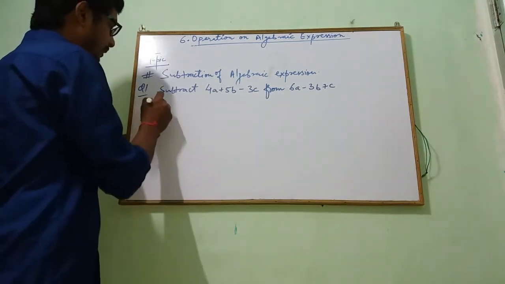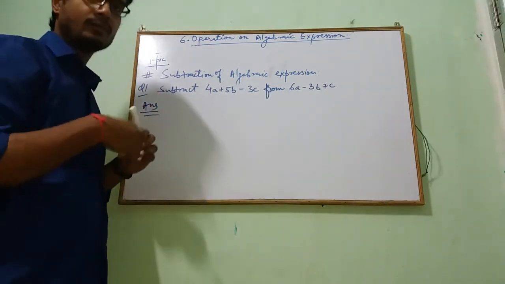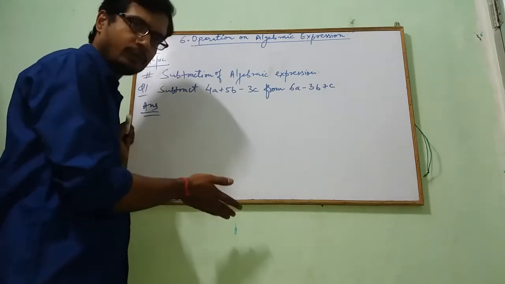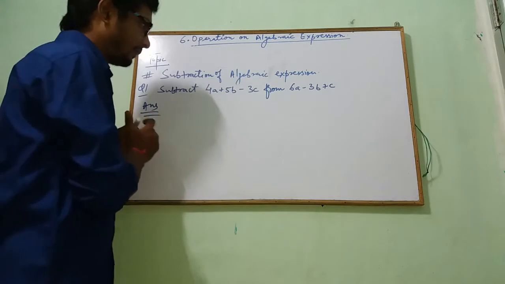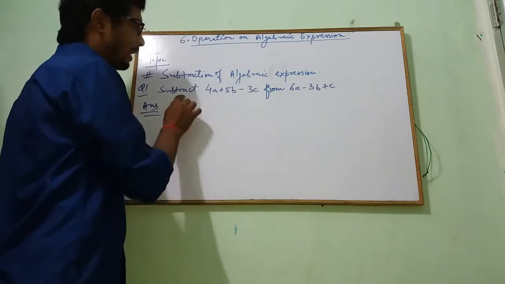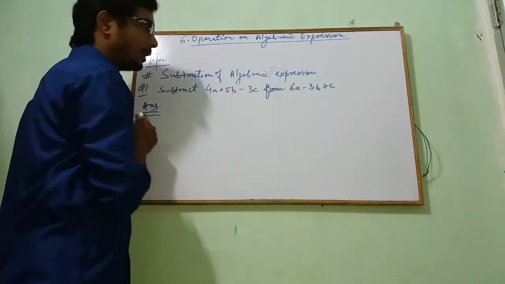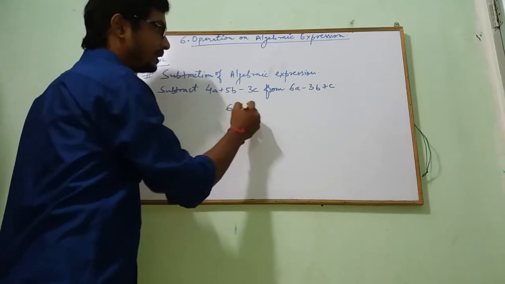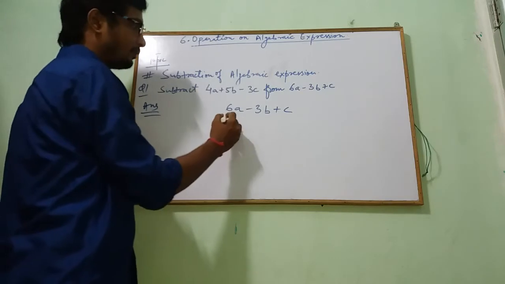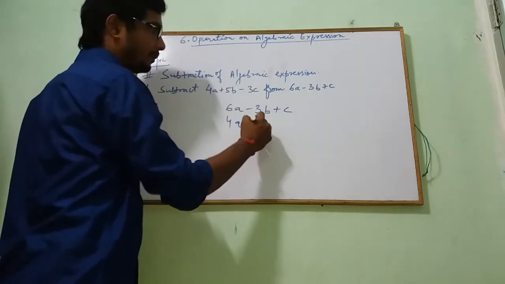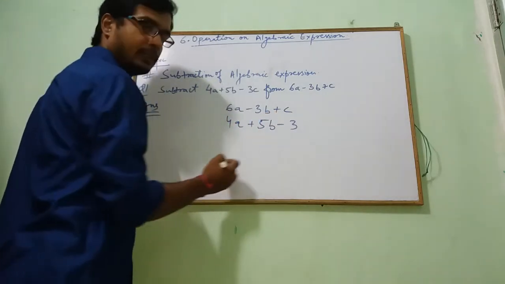So we can subtract it in two methods. First one by row method and second one by column method. So let's start with column method first. So I have to subtract this one from this one. So I have to write this one first, 6a minus 3b plus c. And then I will write this one, 4a plus 5b minus 3c.